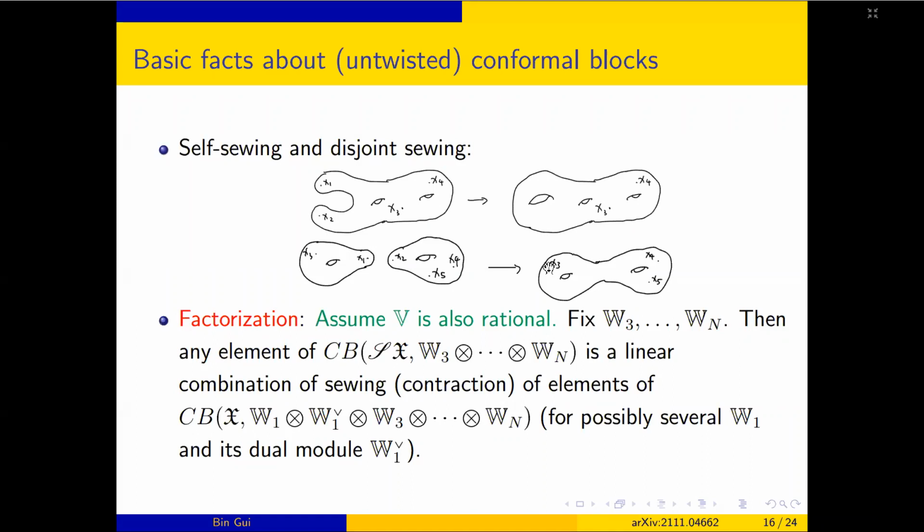And the last important property is kind of the opposite of the sewing property. It is called the factorization. Roughly speaking, factorization says that any conformal block on the right-hand side could be written as the sewing of the conformal block on the left-hand side. It says that the sewing process will give you enough conformal blocks on these possibly disconnected Riemann surfaces. So this is called the factorization.